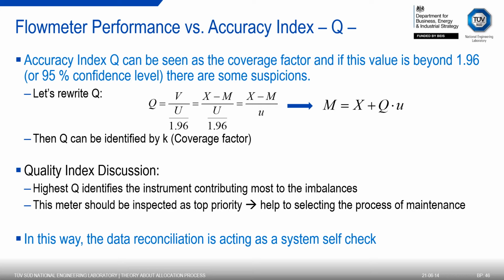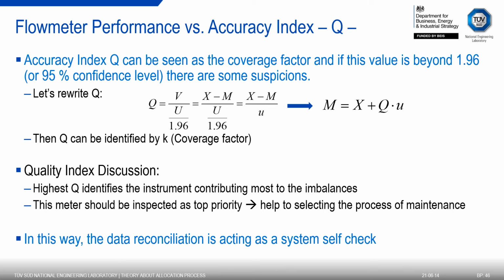At the end, I want to tell you very briefly, the Q value is equivalent to the coverage factor. For some of you, if you know how we go from the standard uncertainty to the expanded uncertainty, we need to multiply by a K factor. For 95% confidence level, the K factor is 1.96, and the Q value will be representing such quality.